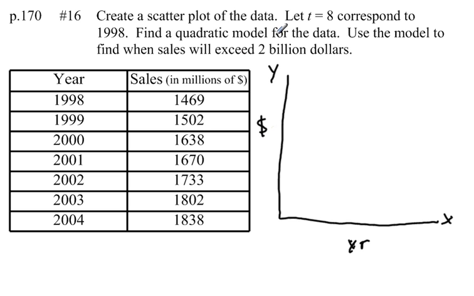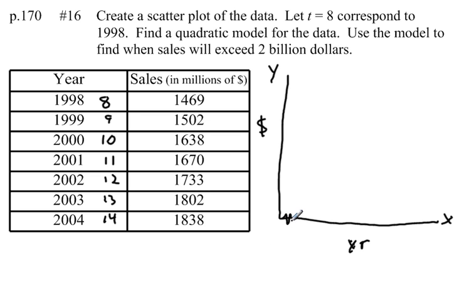Now it tells us to let t equal 8 correspond to 1998. So it's saying that instead of using 1998, let's use 8. 1999 would then be 9, 10, 11, and so on. Our sales in millions of dollars go from about 1,400 to about 1,800. So let's get a graph of these points.